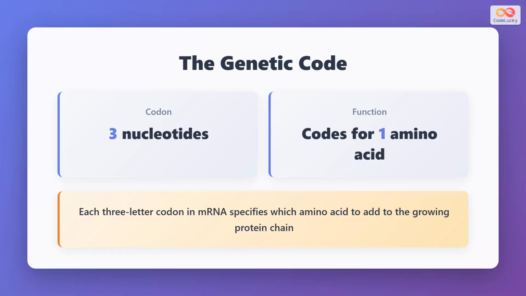The genetic code is the set of rules that translates RNA sequences into proteins. This code is based on codons, which are groups of 3 nucleotides in mRNA. Each codon specifies one particular amino acid. For example, the codon AUG codes for the amino acid methionine. There are 64 possible codons, which code for 20 amino acids, plus start and stop signals. This 3-letter system ensures that genetic information is accurately translated into the correct sequence of amino acids in proteins.